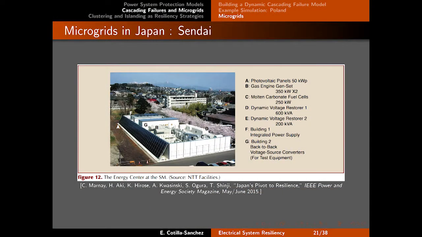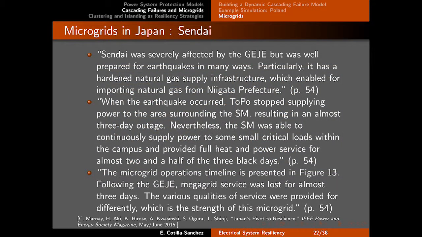And a different scenario, this was the Sendai microgrid. Basically what we learned from there is that the same thing happened. They had some critical loads that they were able to serve. They didn't have enough supply from their, I believe, natural gas sources for all of the loads, so they were able to provide only some of the critical service.